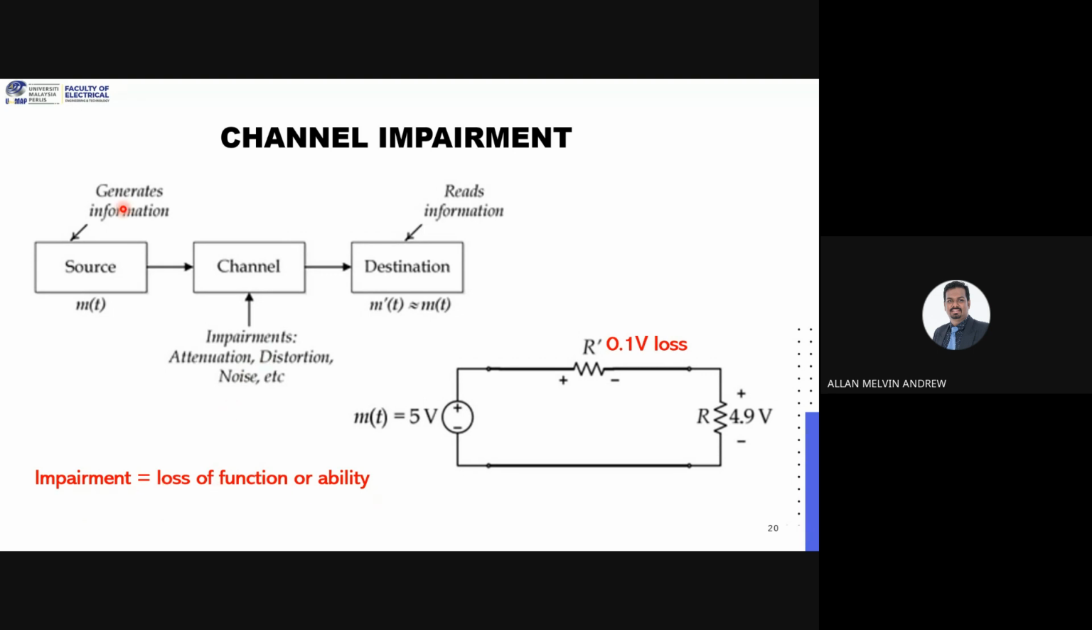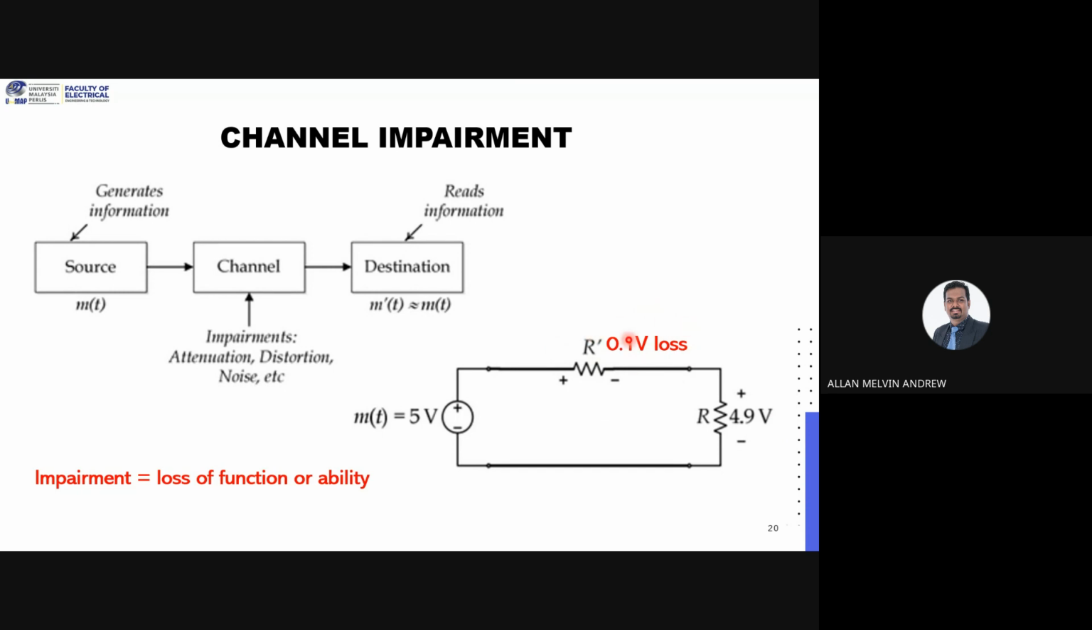Like you can see here, this is your source, 5 volt. You are sending 5 volt, and there's a resistor in between. When you have a resistor, some of the electrical voltage can be converted into another form of energy. Let's say here you have 0.1 volt loss, and the receiving end will only get 4.9 volt, so it won't get 5 volt. This loss is considered an impediment.